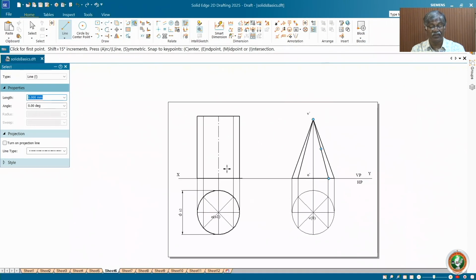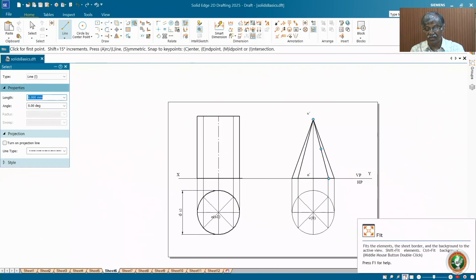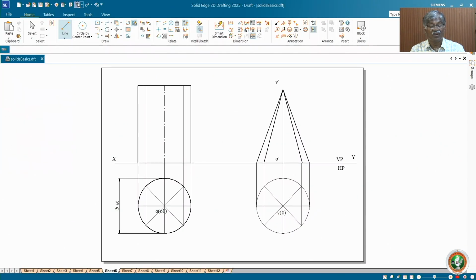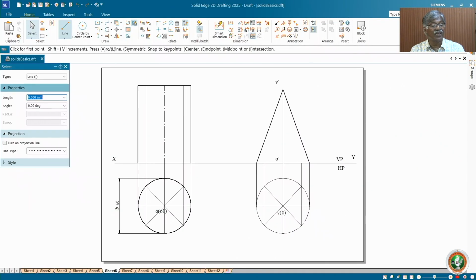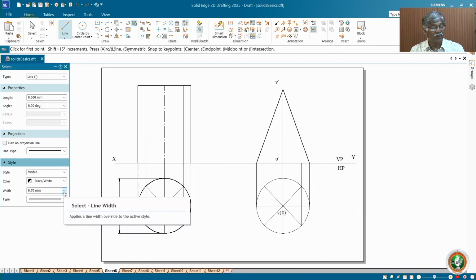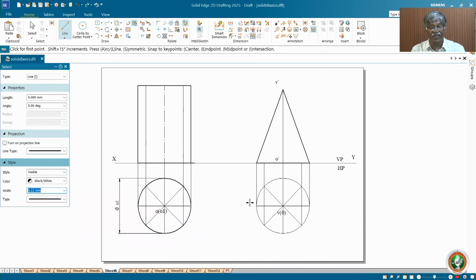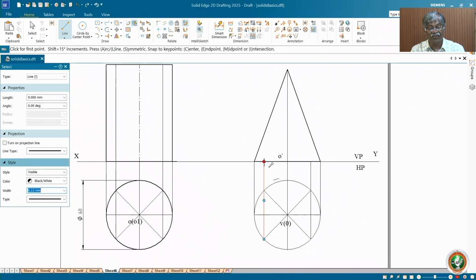Actually, this is wrong, when I have taken a neighbor point. So it's better to check twice. Here we have to take it carefully. These two must be drawn very thin, that is 0.13. And also you select end of the line. Select end of the line.